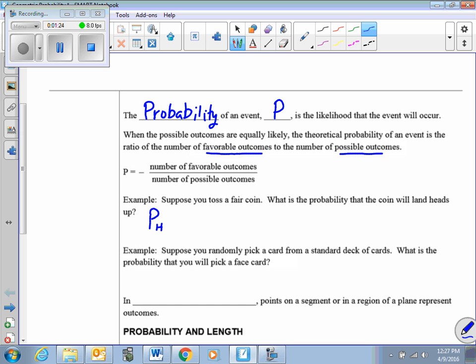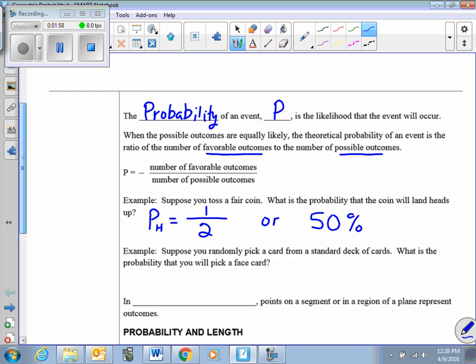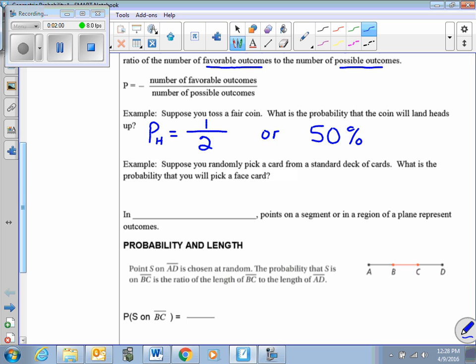Well, the probability for heads is going to be the number of favorable outcomes. What is the number of favorable outcomes? 1, of course. One favorable outcome, heads, divided by the total number of possible outcomes. What's the number of possible outcomes? 2, right? I could get a heads or tails. So when I toss a coin one time, the probability that it'll land on heads is 1/2. And I can express this as a percentage, which would be 50%. I've got a 50-50 chance of getting heads, so of course I've got a 50-50 chance of getting tails also.